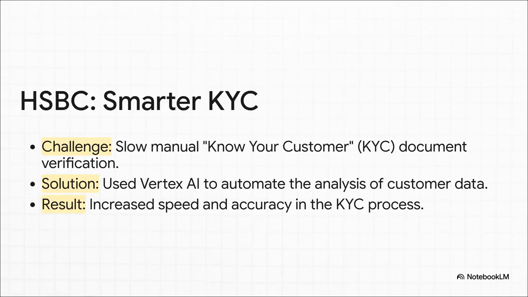Take HSBC, for instance. The bank had a huge challenge with the slow, manual process of verifying customer documents, something called Know Your Customer, or KYC. So they used Vertex AI to automate the analysis of all that customer data, and the result was a massive increase in both speed and accuracy.